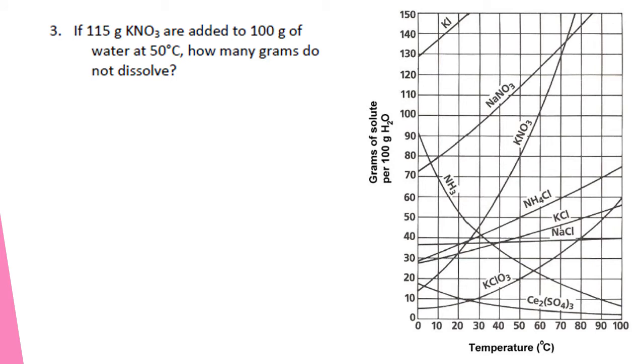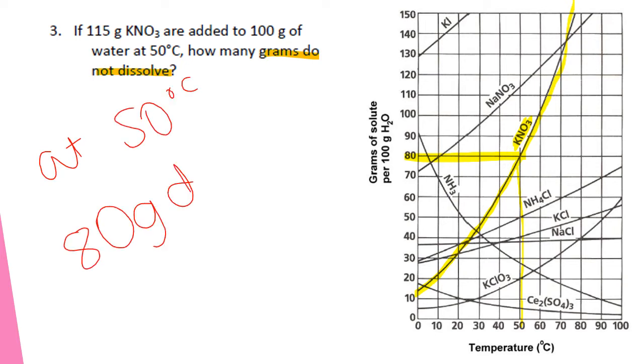Number three, if 115 grams of KNO3 are added to 100 grams of water at 50 degrees Celsius, how many grams do not dissolve? Okay, so let's find potassium nitrate. It is this one. And we're talking about 50 degrees. So at 50 degrees, it is right there. At 50 degrees, 80 grams dissolve, because that's where the line for 50 hits.